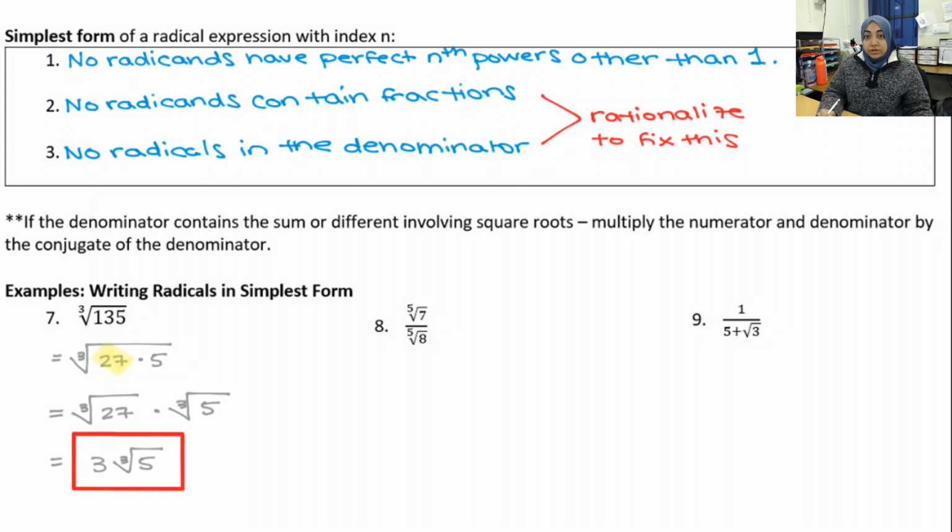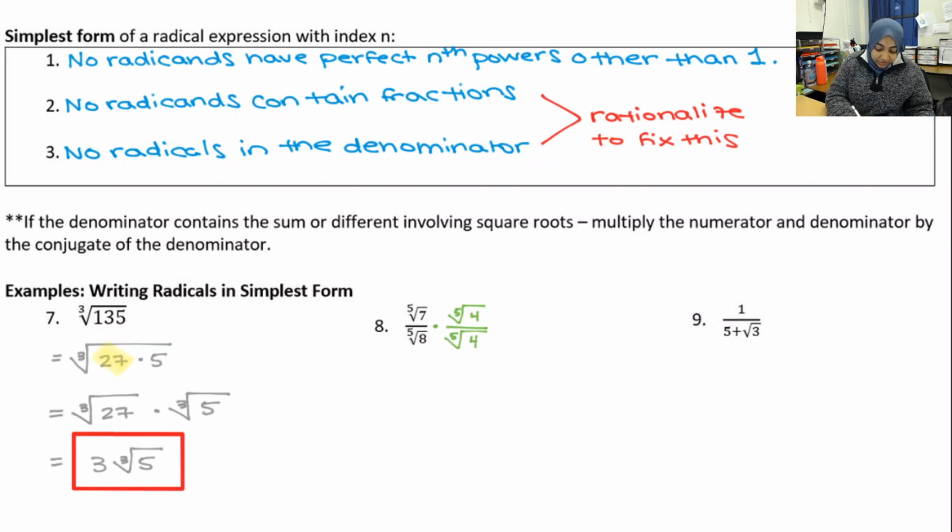I hope you said 32. 32 is a perfect 5th root. So what I want to do is multiply the numerator and the denominator, because I don't want to change the value, right? So I'm going to multiply the numerator and the denominator by the same amount. I'm going to multiply by the 5th root of 4, because 8 times 4 is 32. And anything I do in that denominator, I want to do in the numerator as well.